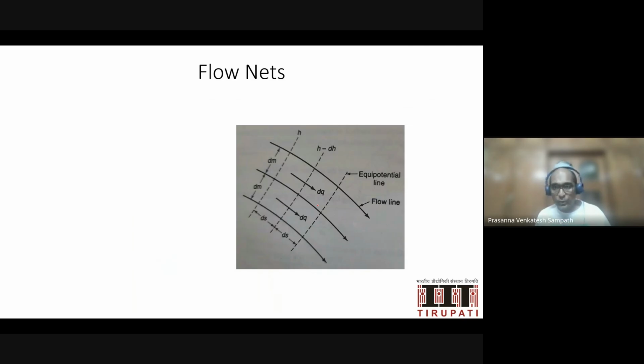Okay, so for example, I have an equipotential line here corresponding to a head of small h. The next line, the one over here, is at a potential of h minus dh. Okay, now the next line will be h minus 2 times dh, right, and then so on.